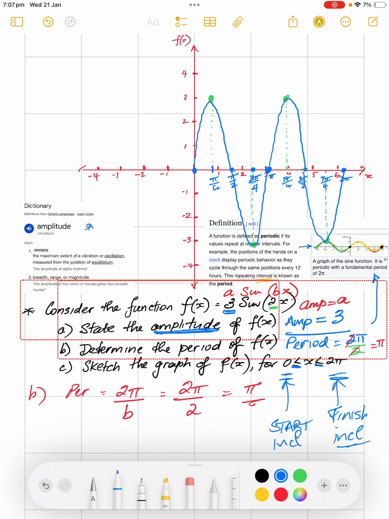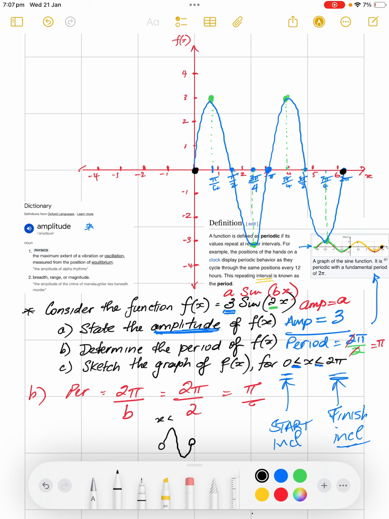Make sure that these are not hollow. This is a full circle, and this is a full circle, and it's going to start there and finish there. We colour it in because it's included. If it was just less than, we would leave those as hollow circles. We would have hollow circles if it was just x less than 2 pi, but it doesn't have a less than, it's got a less than or equal to.